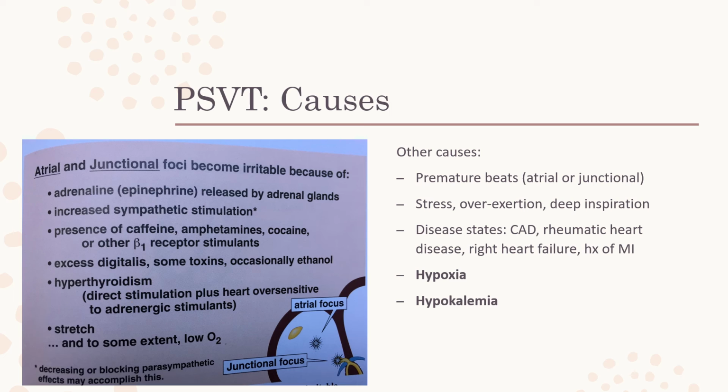Other causes, you can have premature beats, atrial or junctional. Remember we talked back on the PJCs that a PJC can maybe lead to a reentry circuit or essentially the start of a reentry phenomenon. Stress, overexertion, deep inspiration, and then disease states like coronary artery disease, rheumatic heart disease, right heart failure, history of an MI, hypoxia, hypokalemia.